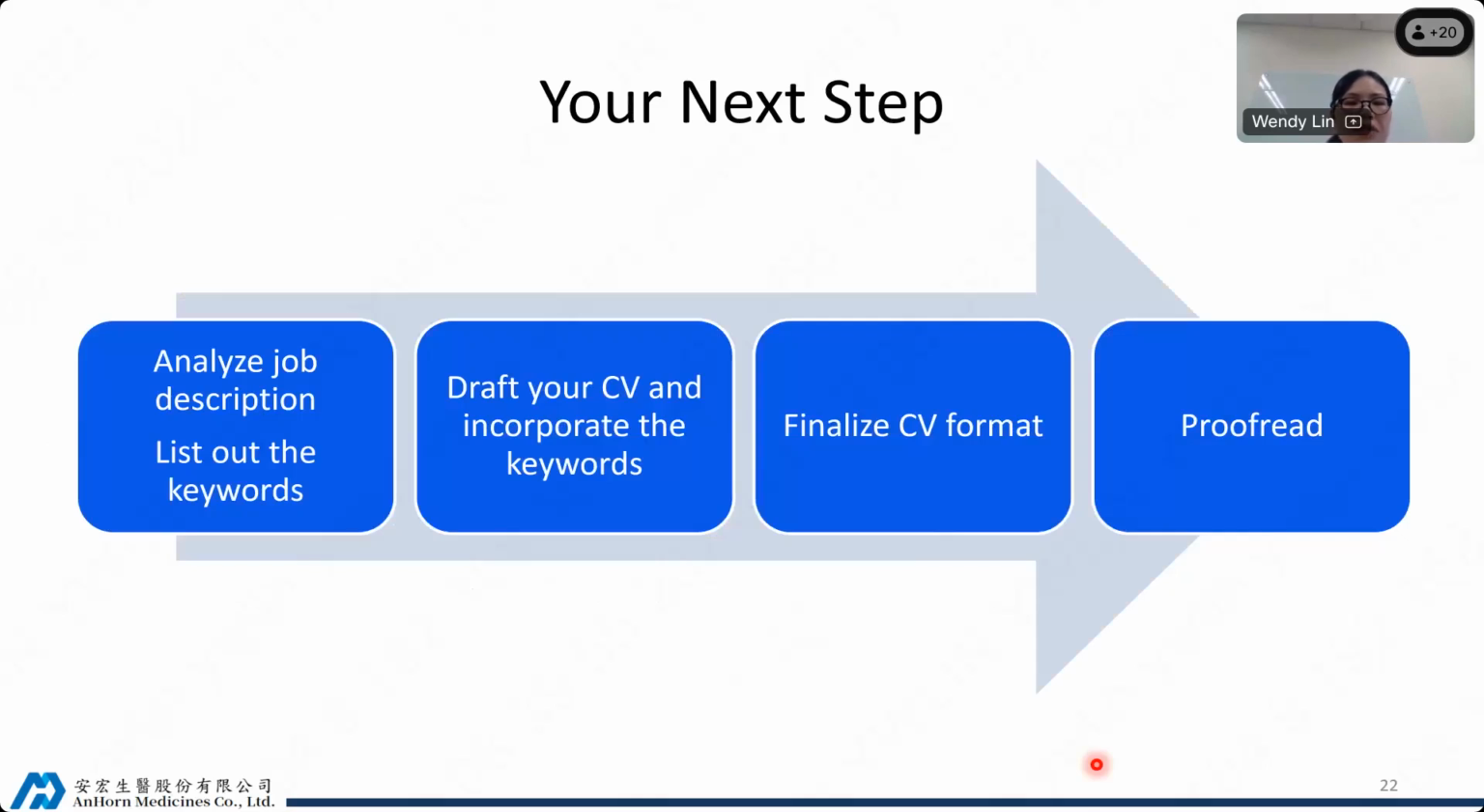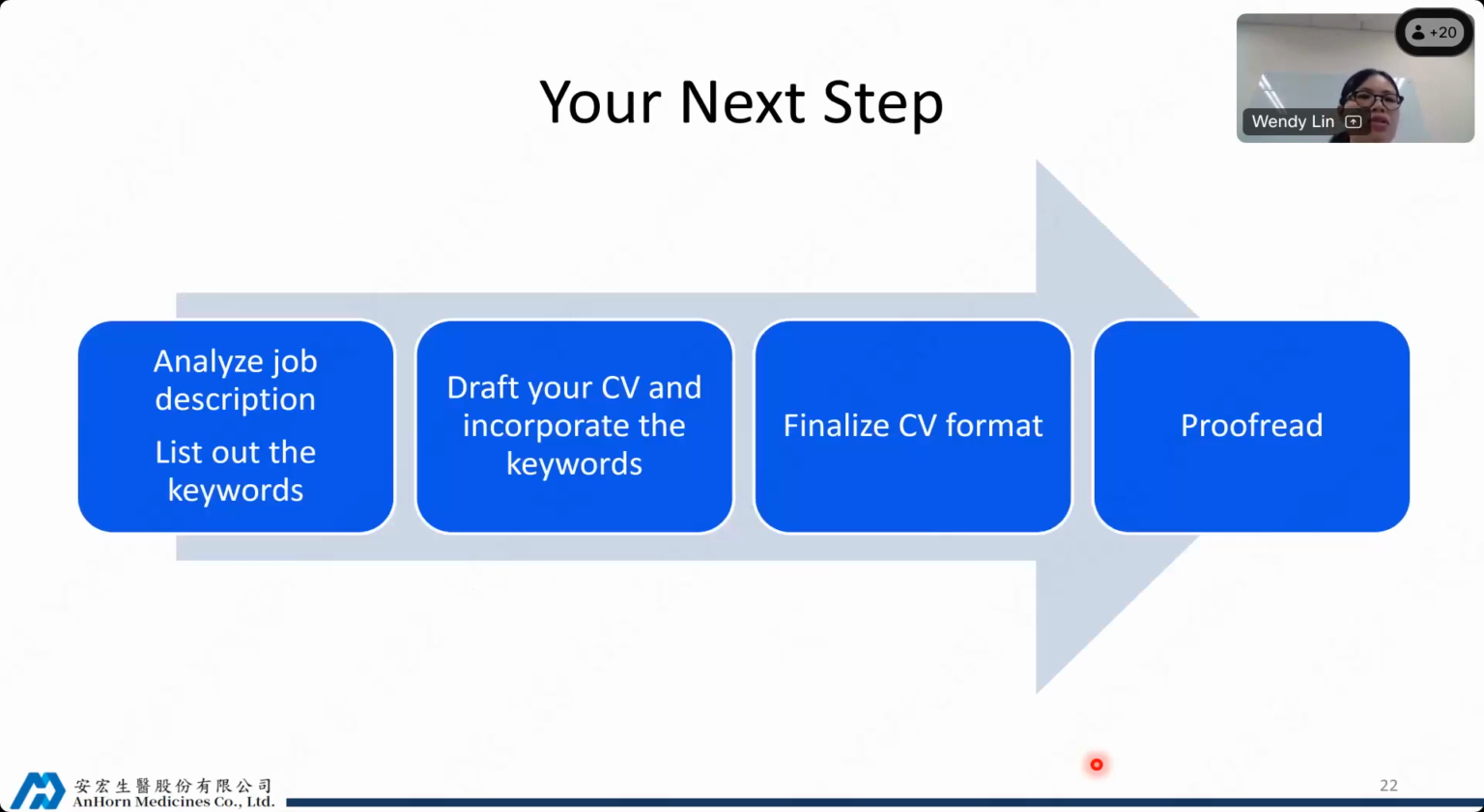So in our first part, we have learned about resume writing, how to incorporate the job description into your writing, and what professional language to use in your writing. So I will leave the work to you after this session.